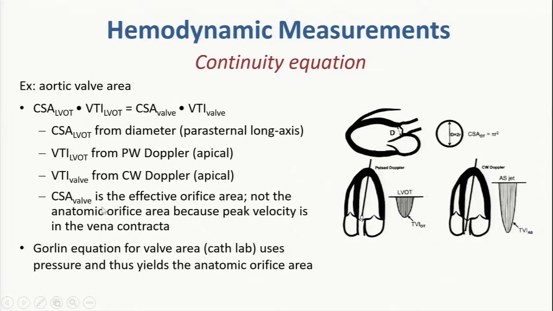Now, it's important to realize that the valve area that we calculate is that effective orifice area, and that's not the anatomic orifice area because the peak velocity is in the vena contracta, and that goes back to that flow convergence principle we talked about before, how the vena contracta area is smaller than the anatomic area. Now, the Gorlin equation for valve area that's used typically in the cath lab uses pressure and yields an anatomic orifice area.